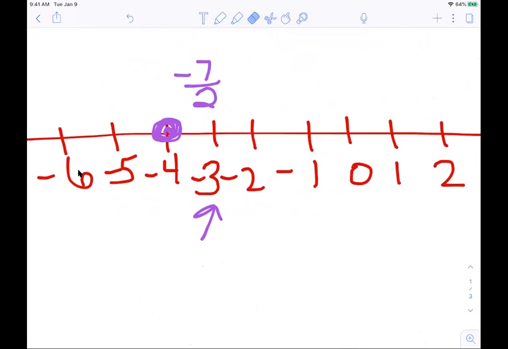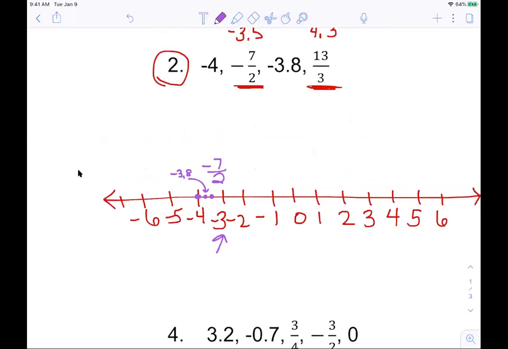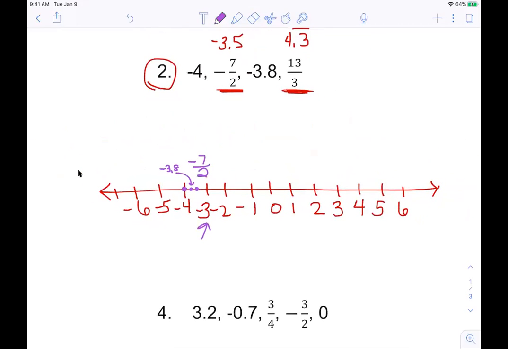I made my little dots way too big. So I'll make a little arrow here. This is -3.8. So those 3 numbers were really close together: -4, -3.5, and -3.8. All 3 of those numbers are negative. The last number they give us is 4.3. So I go to 4, and then I go a little bit above it, and that's 13/3. So that's how you properly graph on a number line.